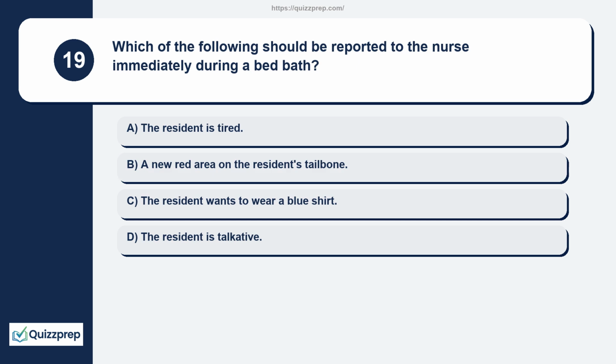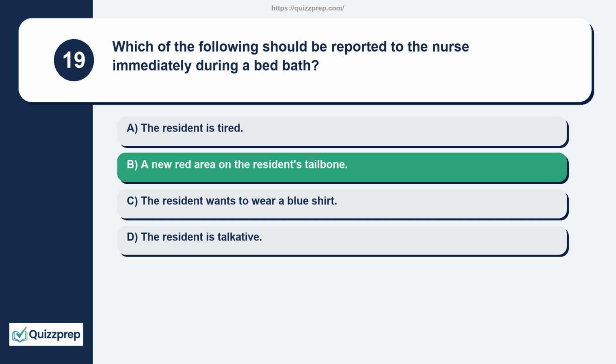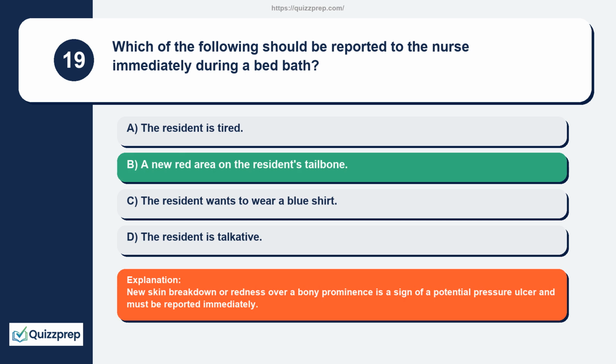Question 19. Which of the following should be reported to the nurse immediately during a bed bath? The resident is tired. A new red area on the resident's tailbone. The resident wants to wear a blue shirt. The resident is talkative. New skin breakdown or redness over a bony prominence is a sign of a potential pressure ulcer and must be reported immediately.